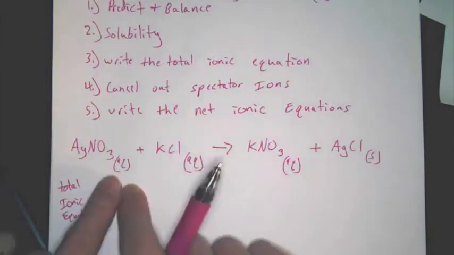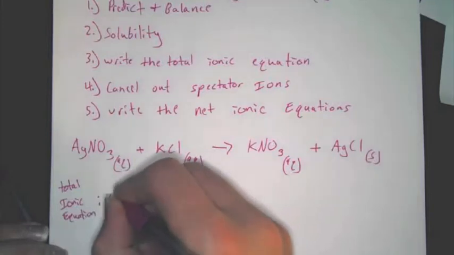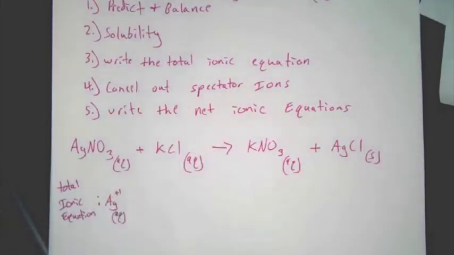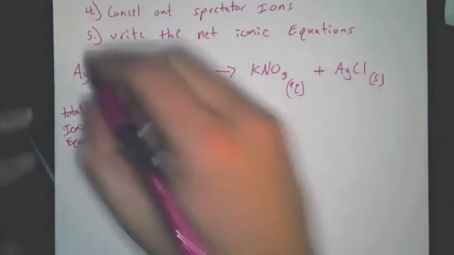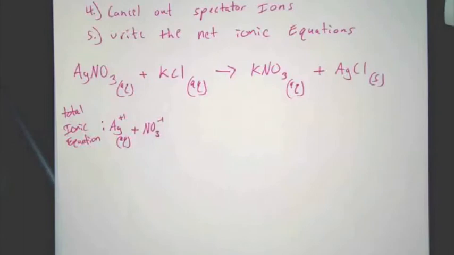So, the way it'll work, AgNO3 is aqueous. So what you'll do, you'll write Ag. It's got a +1 charge. Its phase is aqueous. So we just write a plus. You're just splitting them up where the ionic compound is. Nitrate. It's a -1. It's a polyatomic ion.